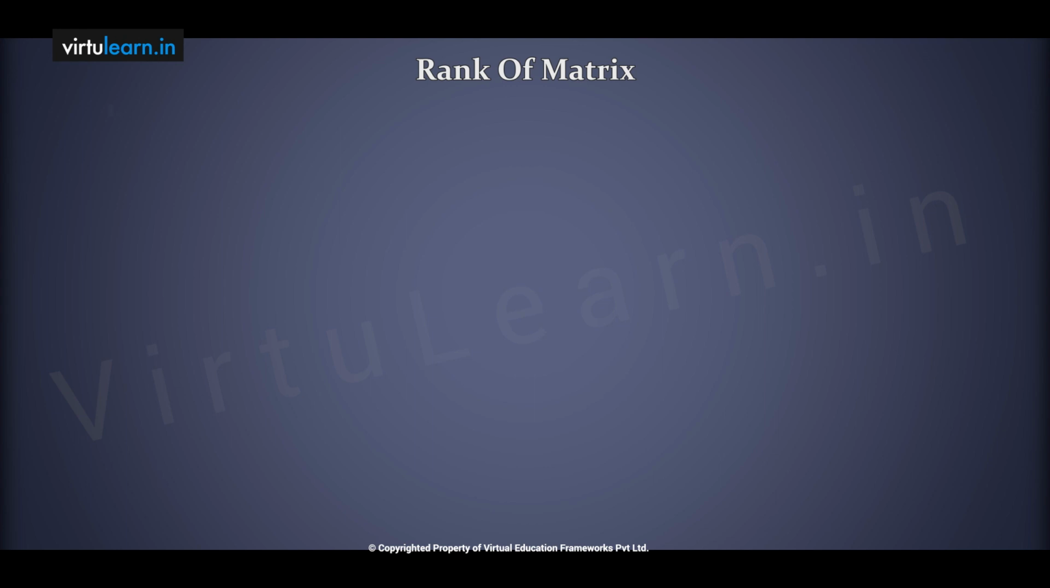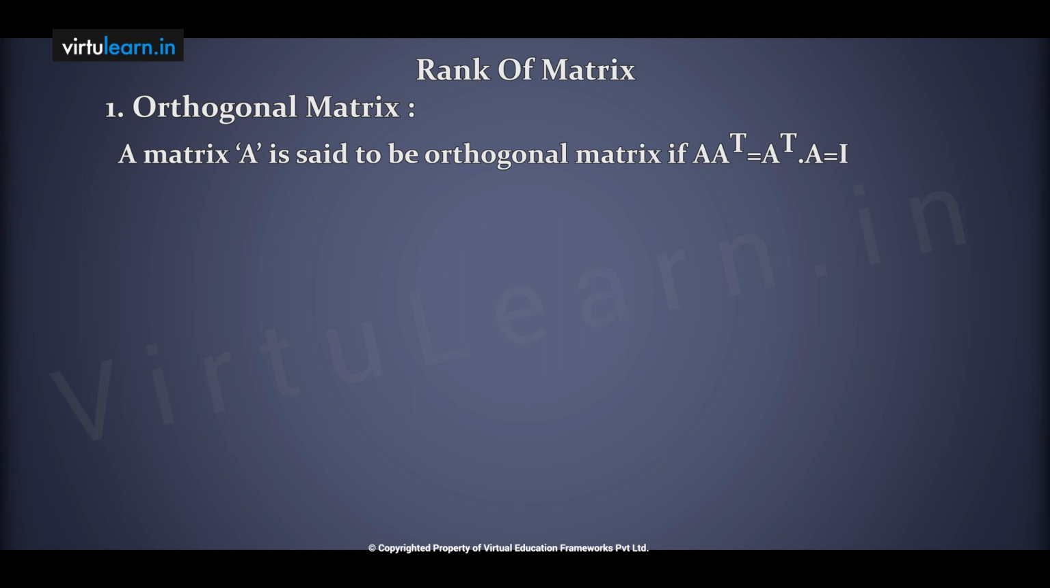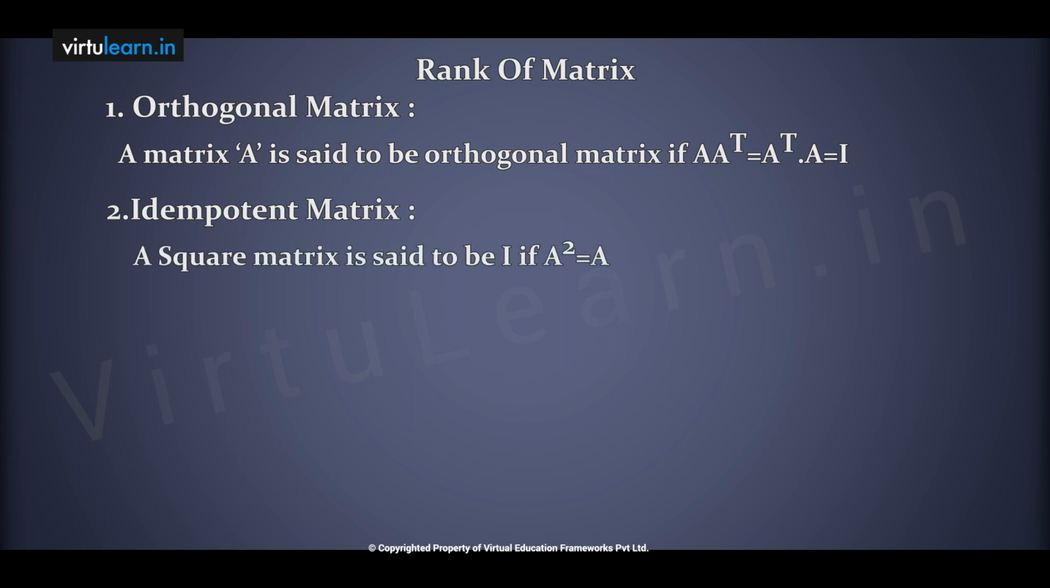Next definition, orthogonal matrix. A square matrix capital A is said to be an orthogonal matrix if A into A transpose equals A transpose into A equals I. I is nothing but the identity matrix. Idempotent matrix: a square matrix is said to be idempotent if A square equals A.